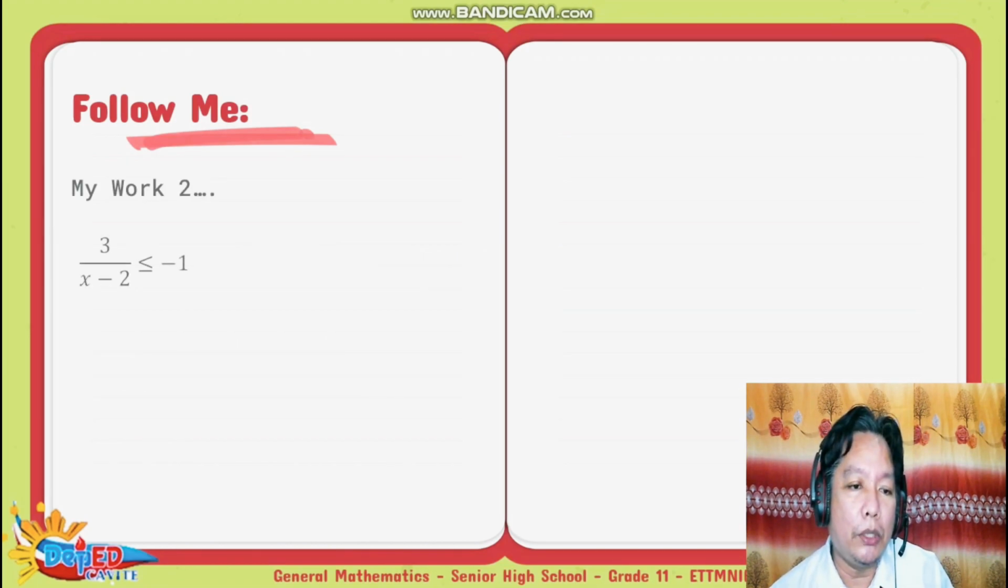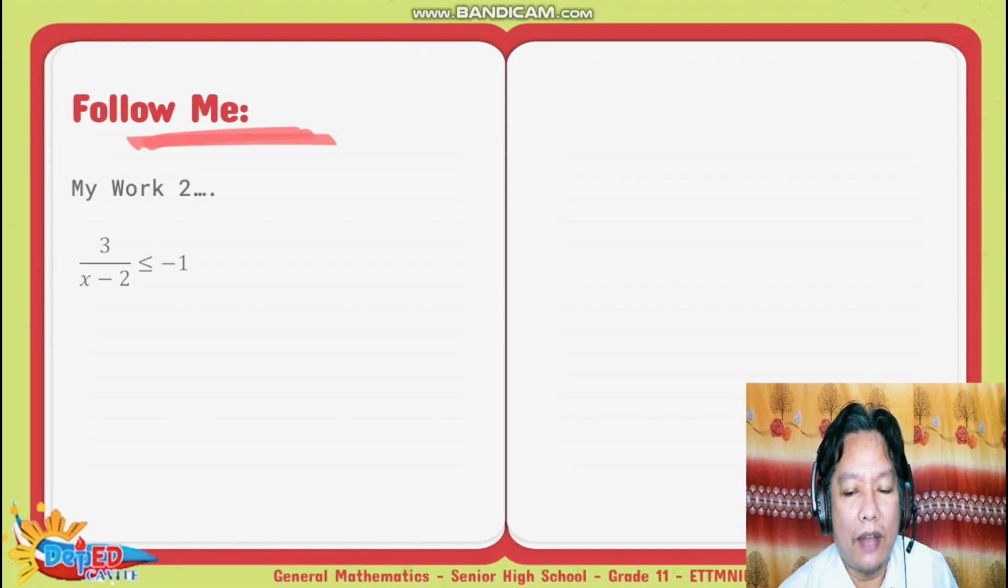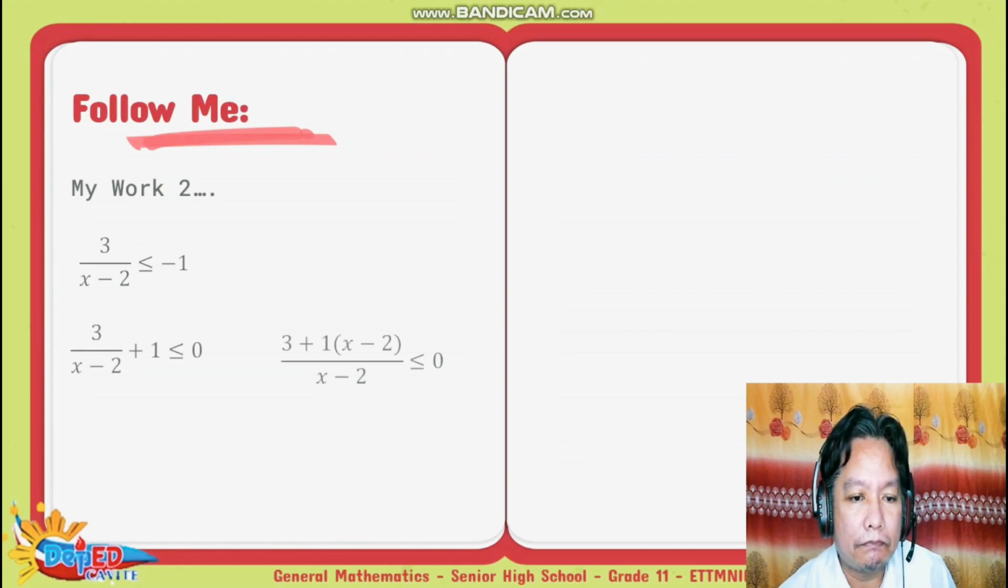My work number 2, 3 over x minus 2 is less than or equal to negative 1. So we need to determine what the values of our x are to make this statement true or false. Okay. So we have 3 over x minus 2 plus 1. We need to transfer the negative 1 to the other side, and that will become positive 1, less than or equal to 0.